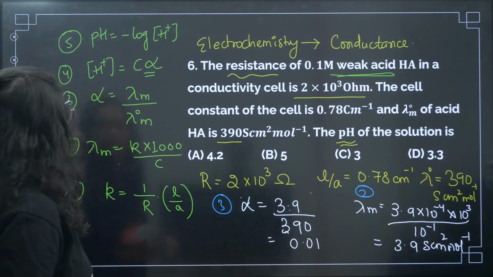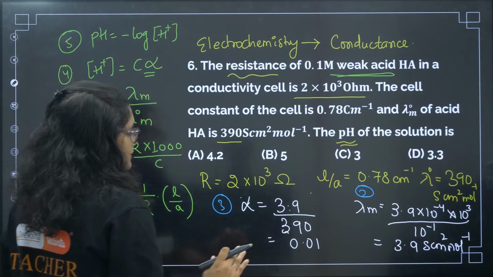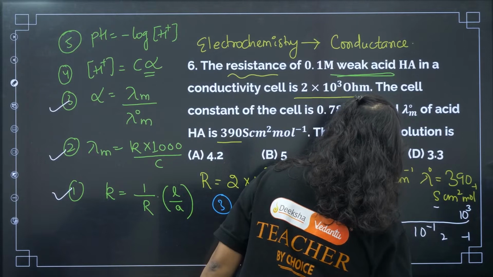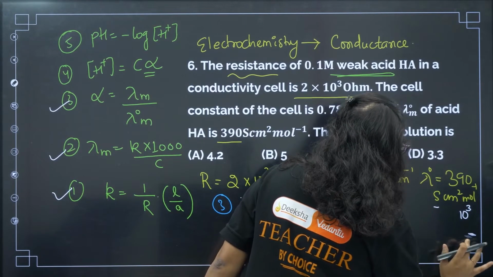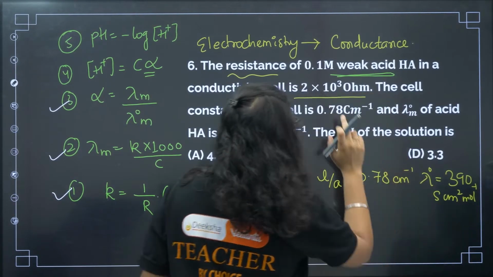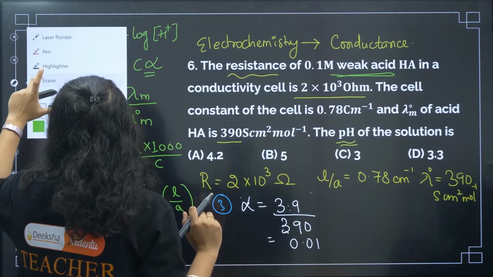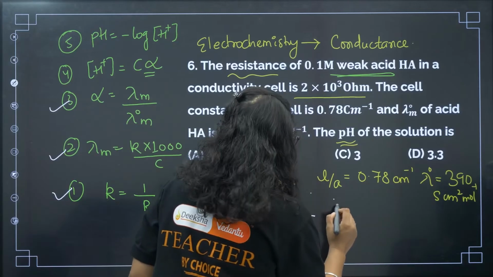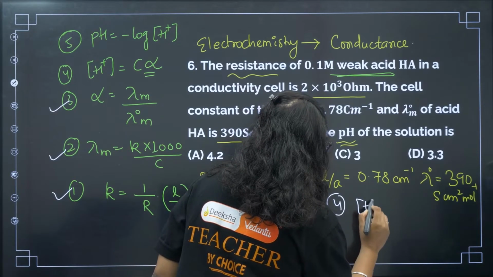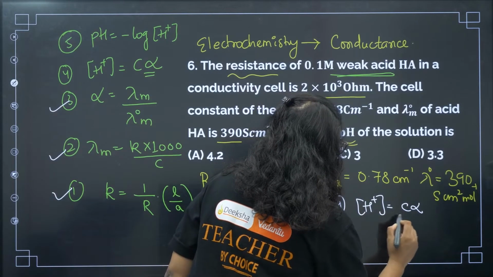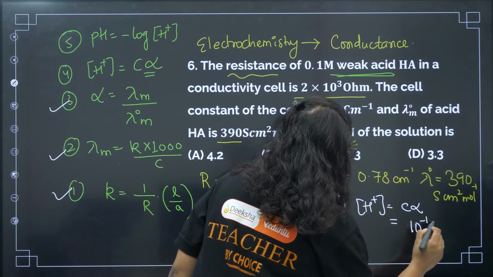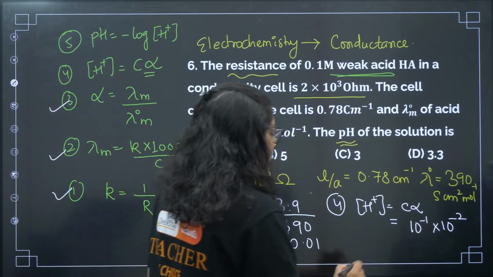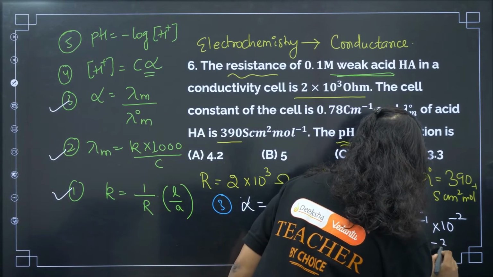Now we'll calculate the H plus concentration. Okay, so I'll erase step 2 here. So what is the H plus concentration? For a weak acid the formula is C into alpha, right? So we have seen that C is 0.1 and alpha we got as 10 to the power of minus 2. So step number 4 here is to calculate the H plus concentration, that is C into alpha, where C is 10 to the power of minus 1 and alpha is 10 to the power of minus 2, right? So how much will I get? This one as 10 to the power of minus 3.